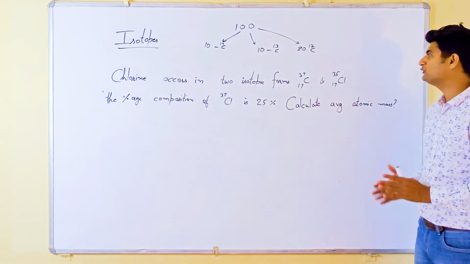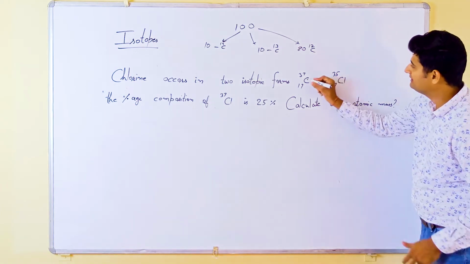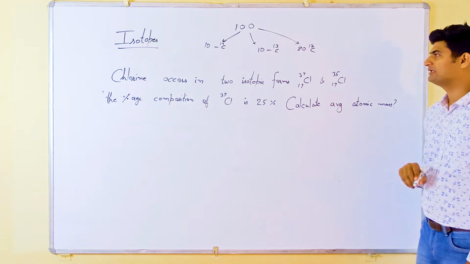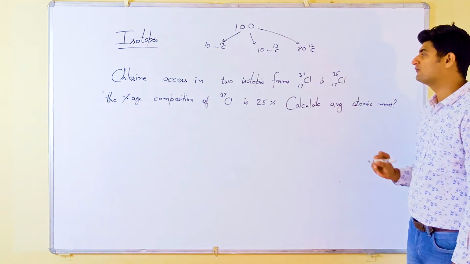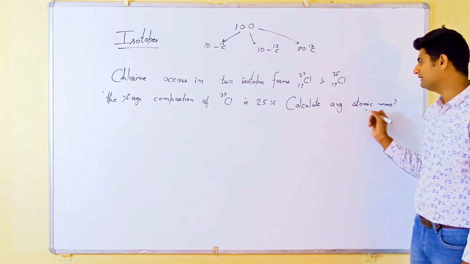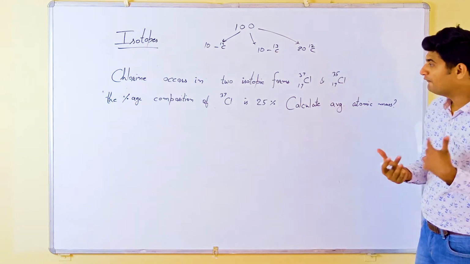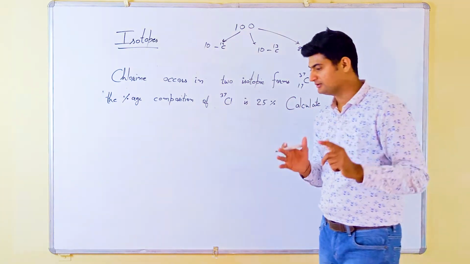Chlorine occurs in two isotopic forms. One is chlorine 37, the other one is chlorine 35. The percentage composition of chlorine 37 is 25%. Calculate average atomic mass. So how can we calculate? We just have to think.